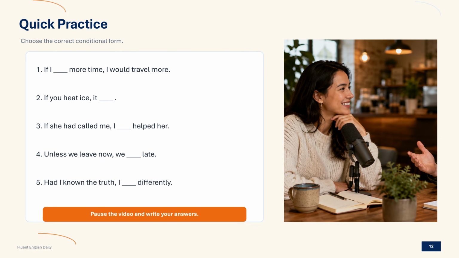Now it is time to practice. Choose the correct conditional form for each sentence. Number 1. If I blank more time, I would travel more. Number 2. If you heat ice, it blank. Number 3. If she had called me, I blank helped her. Number 4. Unless we leave now, we blank late. And number 5. Had I known the truth, I blank differently.